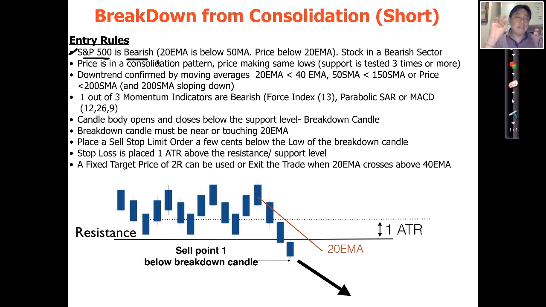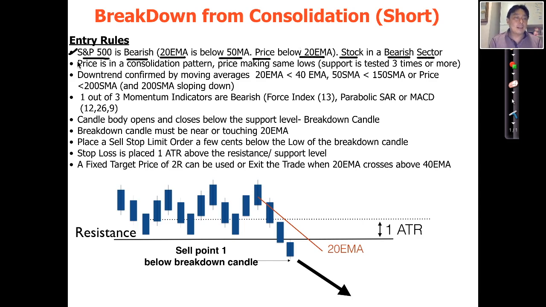So looking at the S&P 500, ensure the 20 EMA is below the 50 moving average, and the S&P 500 is below the 20 EMA. Okay, and ensure that the stock you're trading is in a bearish sector. Again, do refer to your notes in level 1 of the stock trading course on how you check the sector charts on Finviz. Go to sector, and look at the sector charts on Finviz under groups.